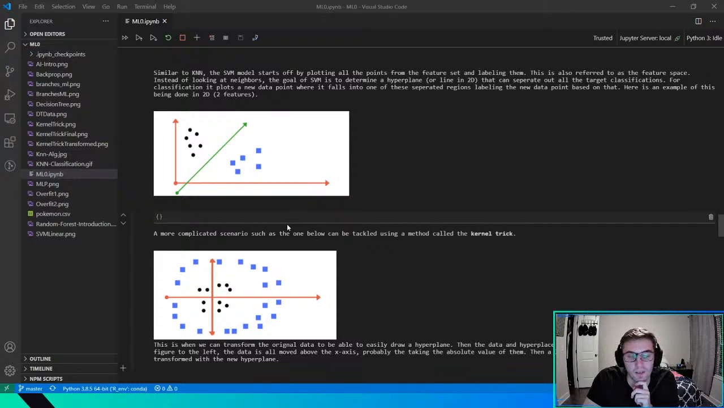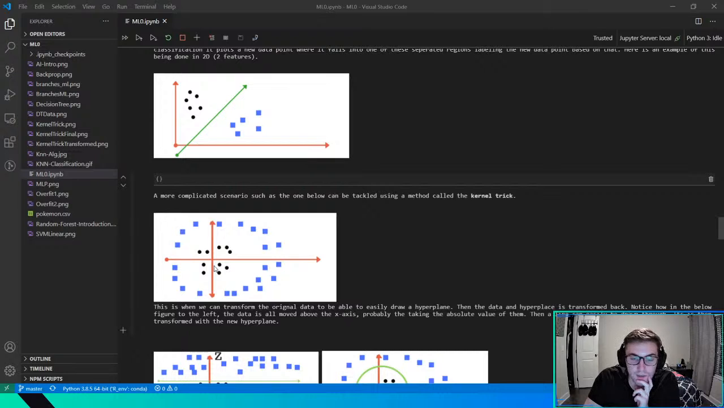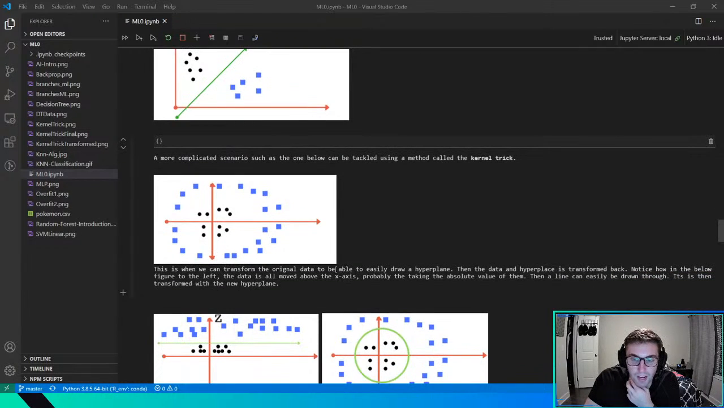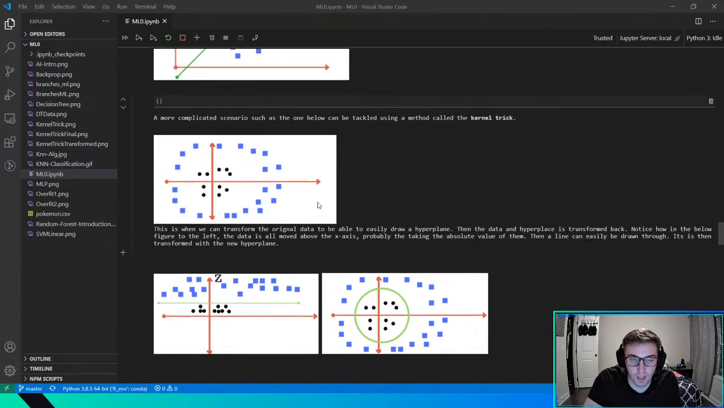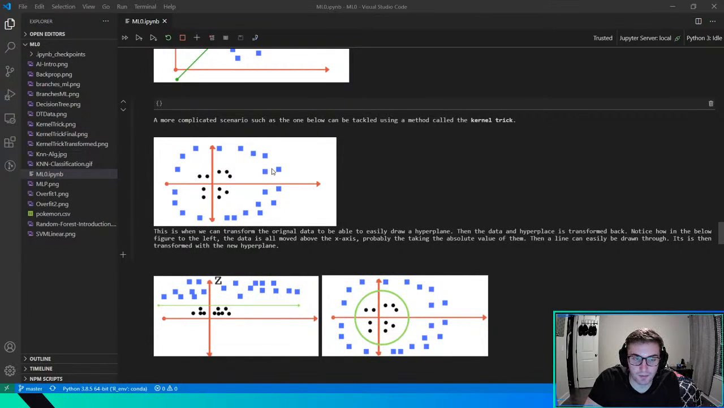So what you can do are these things called kernel tricks. Basically you change the input of your data space and transform it so you can easily draw a new hyperplane. And then on that new transformed data, you draw a hyperplane. So if you see here, you have basically two circles, right?